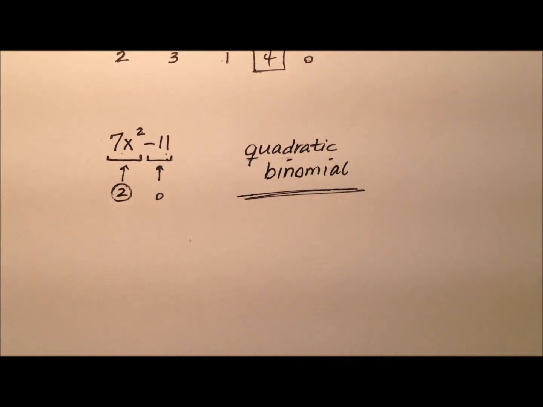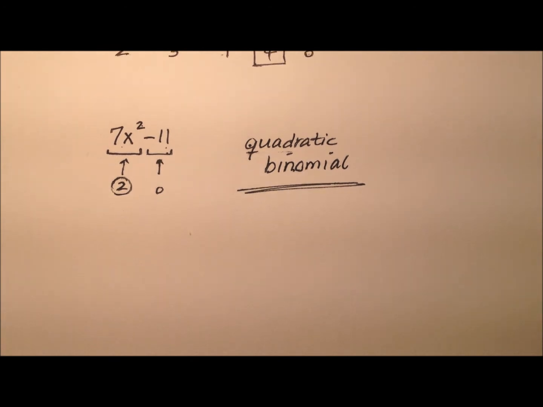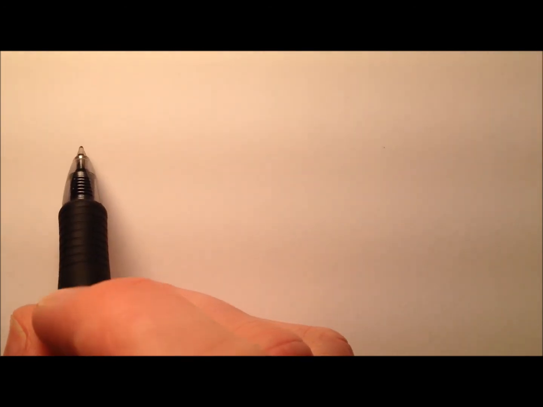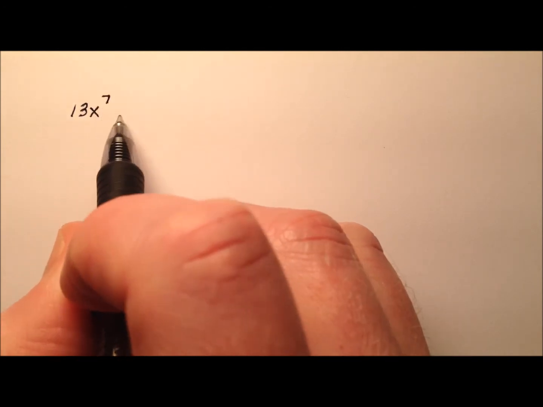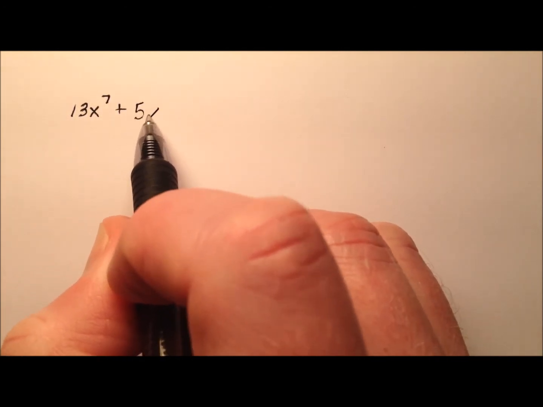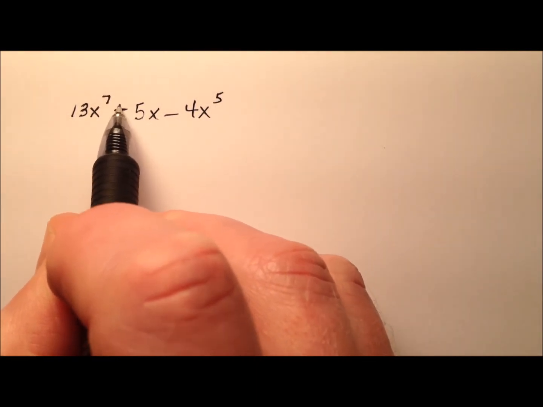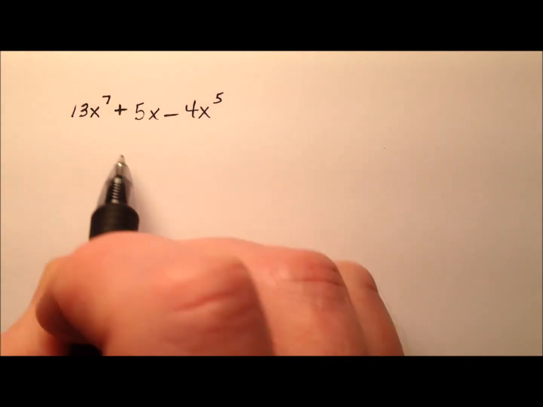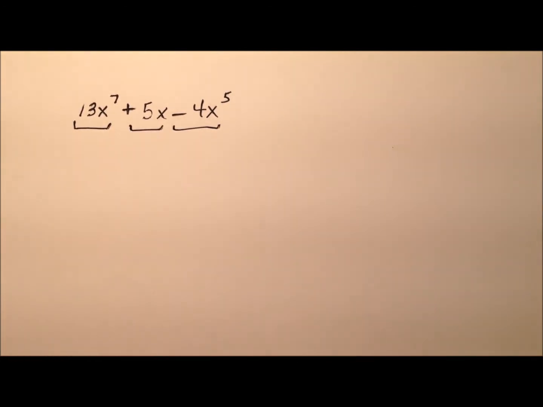Okay, and that's how we can classify that based on its degree and the number of terms that it has. Let's go ahead and take a look at a second example. So we'll do 13x to the 7th plus 5x minus 4x to the 5th. Okay, well, I have one addition and one subtraction, so 2 signs, and it looks like then 3 terms.